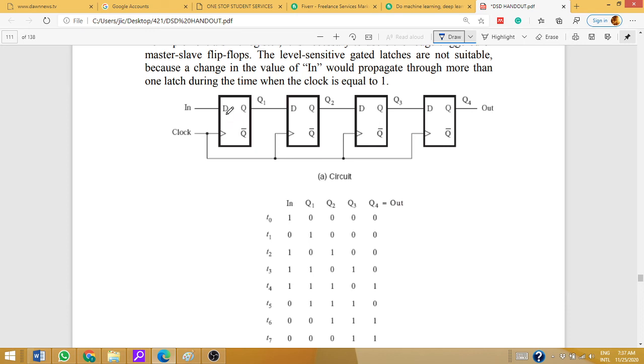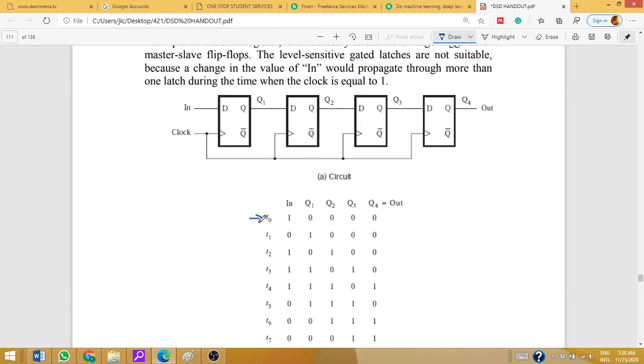As we discussed, this is a flip-flop. When the positive edge comes, whatever is here becomes Q1. For the next positive edge, whatever is here passes to Q2, and so on. This is simple, as we discussed with the positive edge. So, for example, now see the first condition.